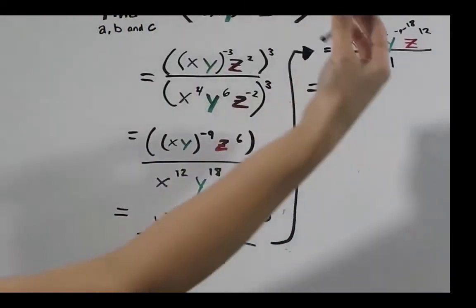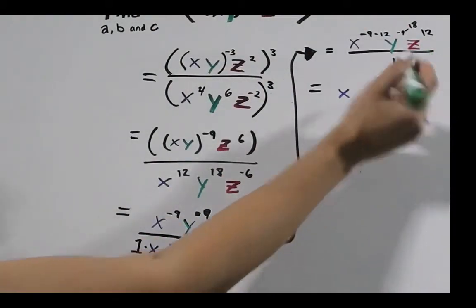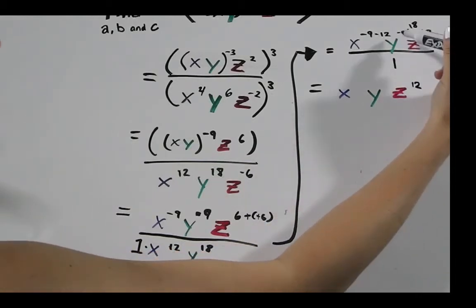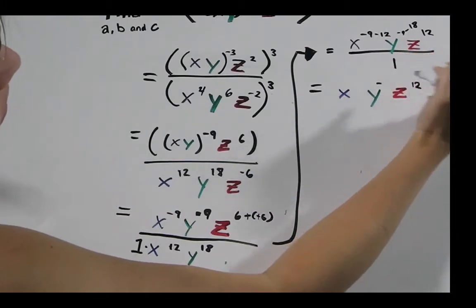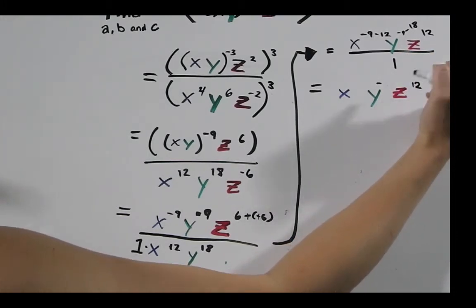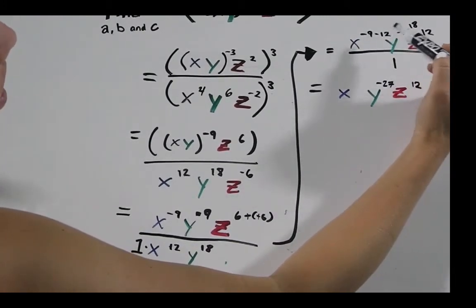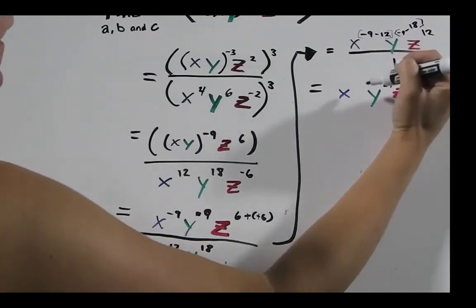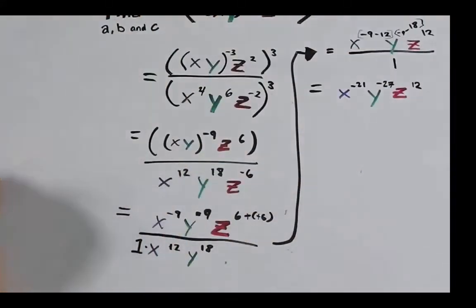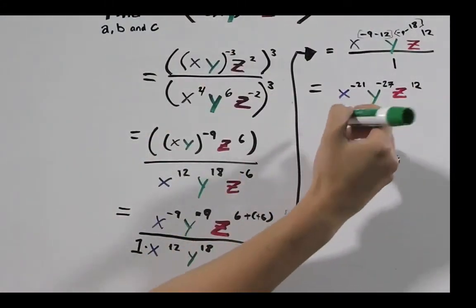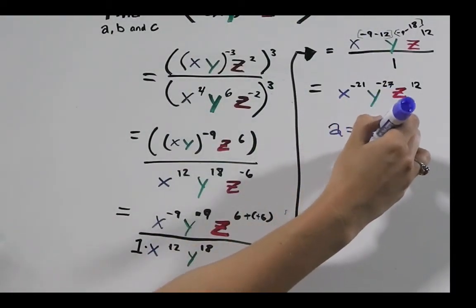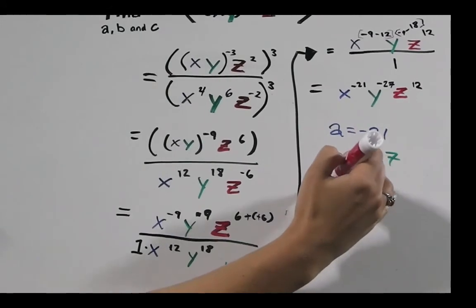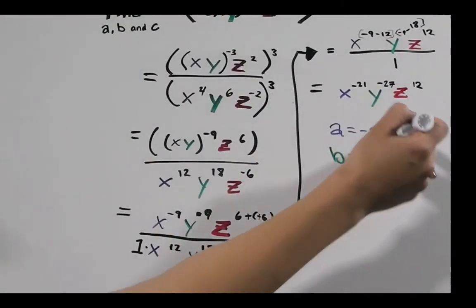So, finally, we've got one x term, one y term, and one z term. And what are their exponents? Well, z is to the 12th power, y is to the negative 9 minus 18th power. That's negative 9 plus 18... actually negative 27. And x is to the negative 9 minus 12 power, which is the same as negative 21. So, now we can say that a equals negative 21, b equals negative 27, and c equals 12. And that, my friends, is our answer.